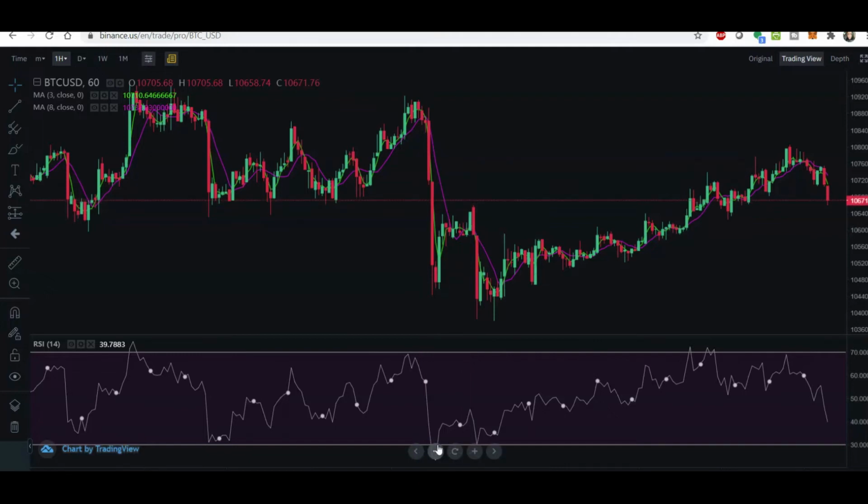The RSI is an indicator that I personally would not use on its own. I would use it in conjunction with some of the other ones, because no one indicator in itself is going to do the job of perfectly predicting price action.